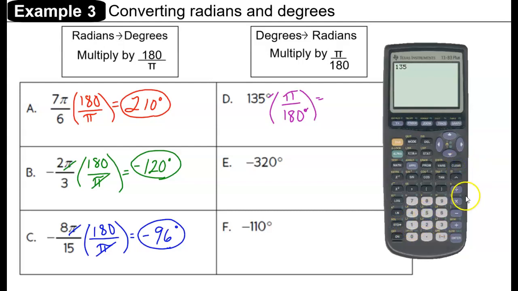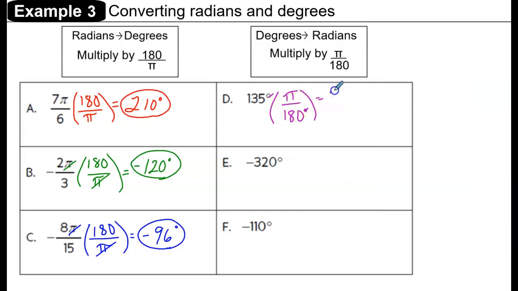So 135 divided by 180, and we're going to convert that to a fraction by pressing math, enter, enter, and we get 3/4. Then we put pi back in, so 3/4 pi is 3 pi over 4, and that would be the radian equivalent of 135 degrees.